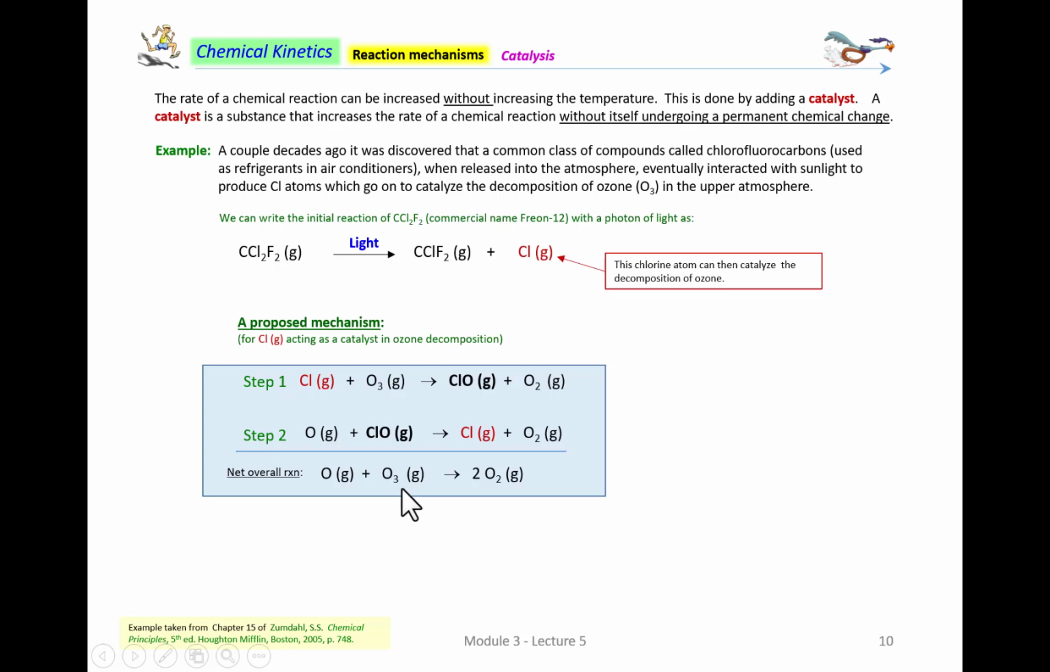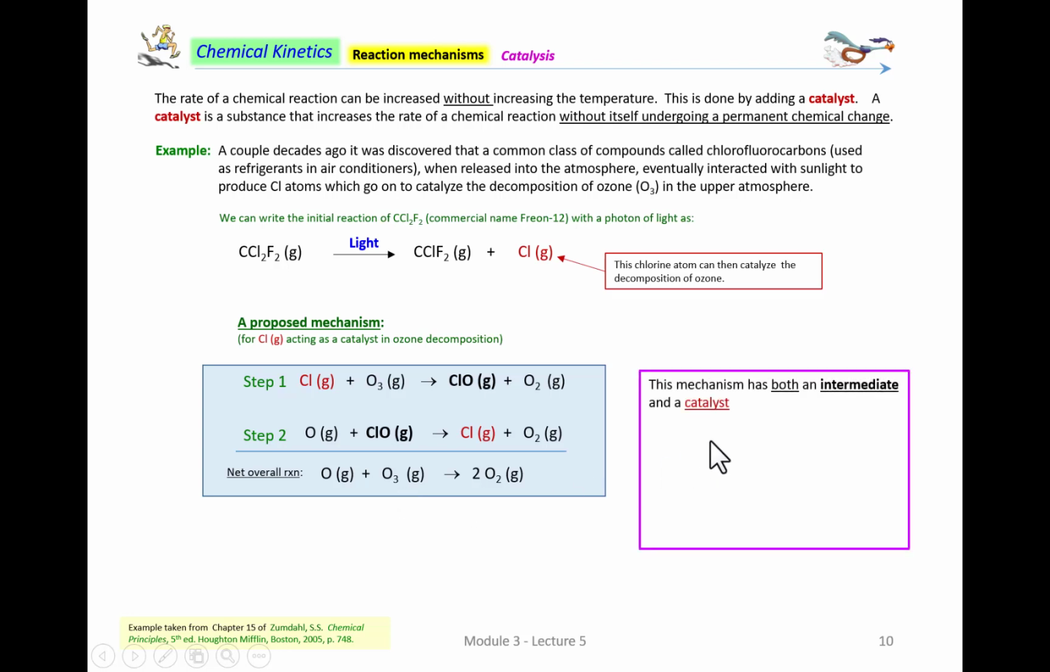Now, this mechanism has both an intermediate and a catalyst. The chlorine monoxide here is an intermediate because it appears in step 1 and is used in step 2. And if we want to write the overall reaction, we would cross that out because it appears on the right of the arrow up here and the left of the arrow here.